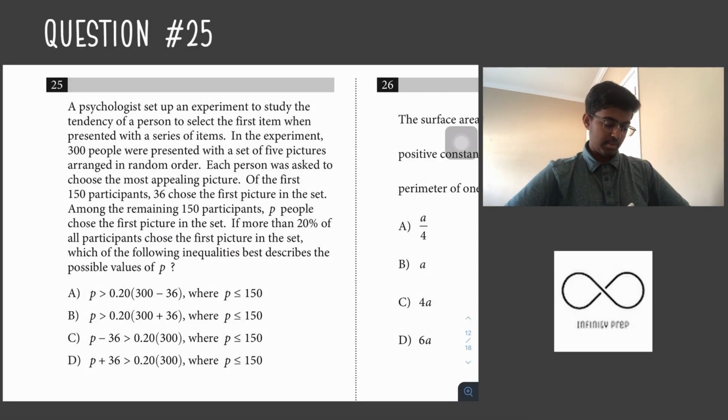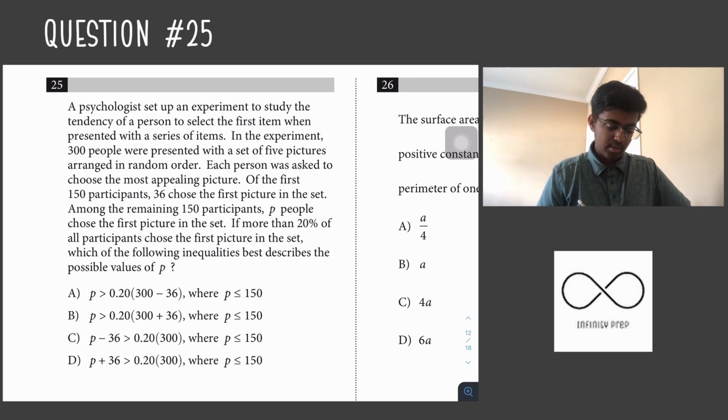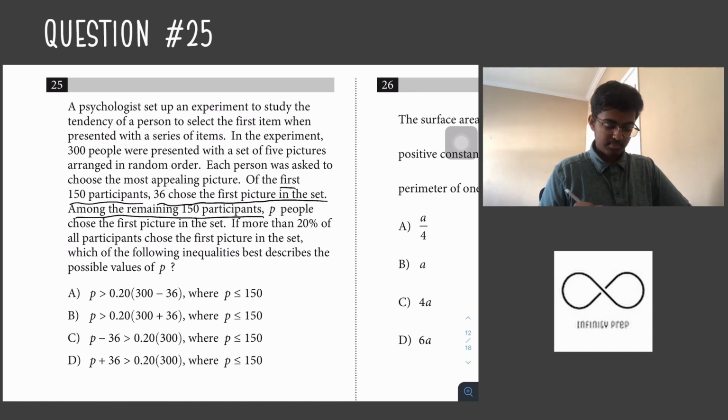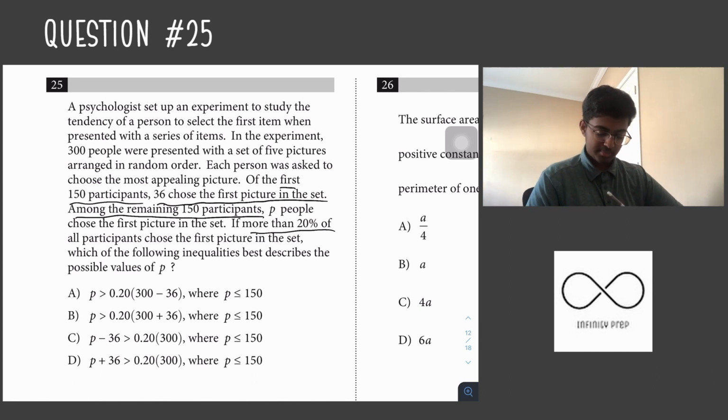Question number 25. A psychologist set up an experiment to study the tendency of a person to select the first item when presented with a series of items. In the experiment, 300 people were presented with a set of 5 pictures arranged in random order. Each person was asked to choose the most appealing one. Of the first 150 participants, 36 chose the first picture in the set. Among the remaining 150 participants, P people chose the first picture in the set. If more than 20% of all participants chose the first picture in the set, which of the following inequalities best describes the possible values of P?